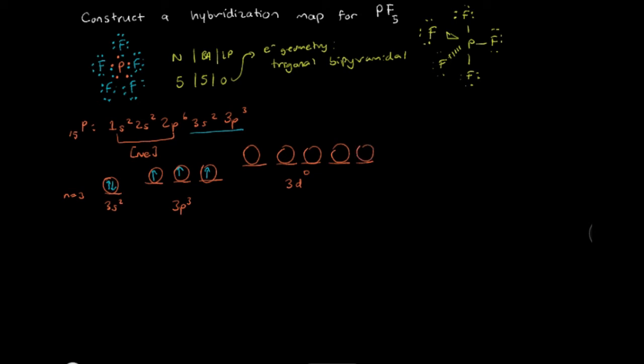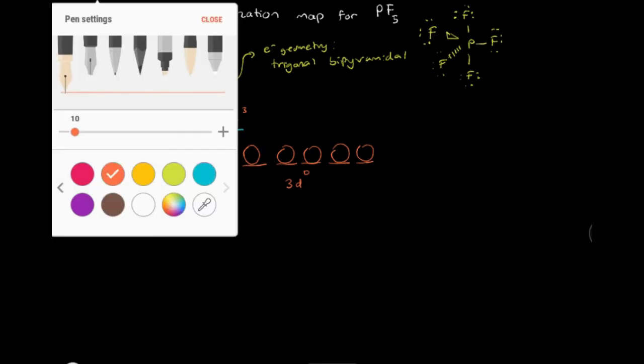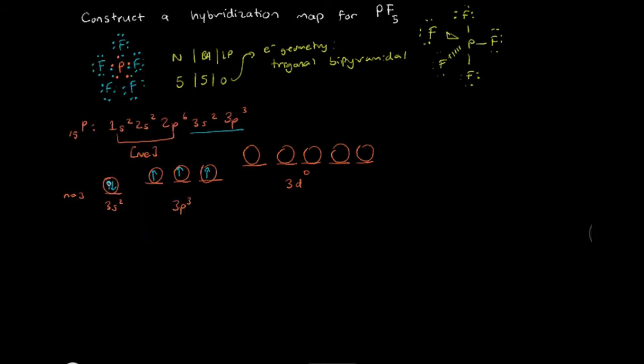However, because we have a scenario where we need 5 half-filled orbitals, what's going to happen here is that one of these electrons that are spin paired, which are unstable, is actually going to transition. So the electron actually transitions upwards, right? And it jumps to the d subshell.